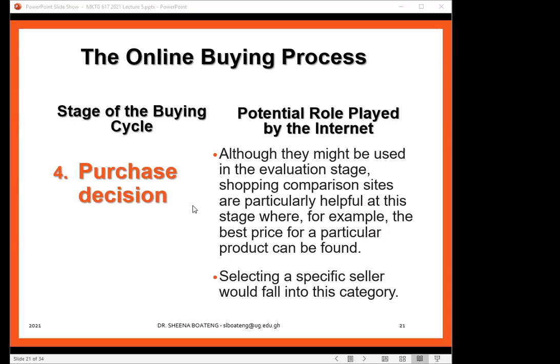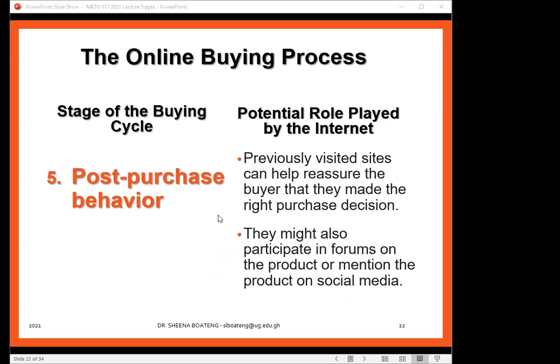True. Good. That is why as an e-marketer, you need to offer a wide range of payment options so that it will help push the customer closer towards making the final purchase decision and actually taking the plunge and making the purchase, right? And then at the final stage of the buying cycle, we can talk about post-purchase behavior.